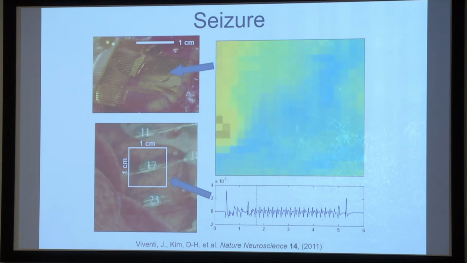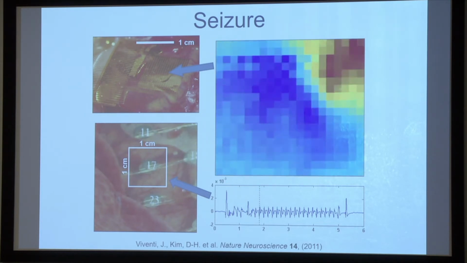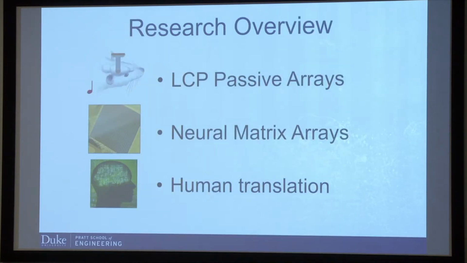Okay, so this technology is really interesting. We're going to get back to what we have been doing with this. So I'm going to talk about 3 different things briefly. We're going to talk about some new electrode arrays we're developing using liquid crystal polymer. I think this is an interesting material for developing electrode arrays for long-term use.